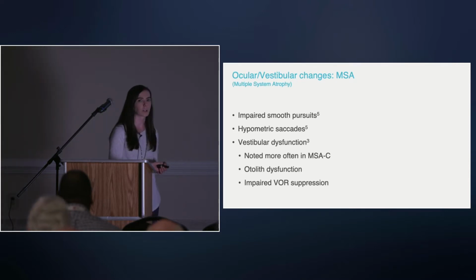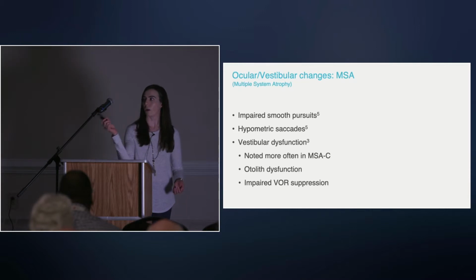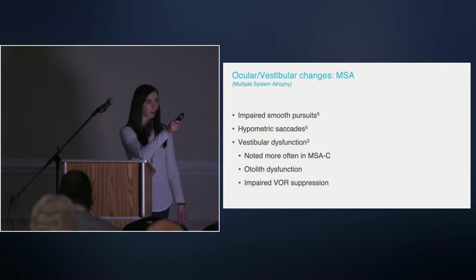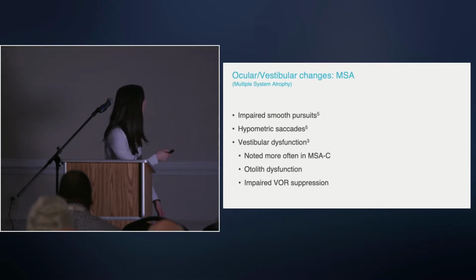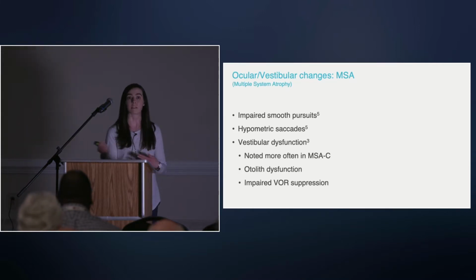and then impaired VOR suppression. So what this means is that if I'm turning my head and I want to look over here to the windows, but I started out looking over here, I might have a hard time removing my eyes from that original target to get over here. Okay. So again, you could see where that would be problematic if I'm trying to turn and bring my eyes along with me.